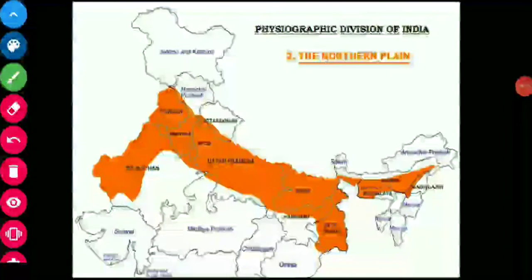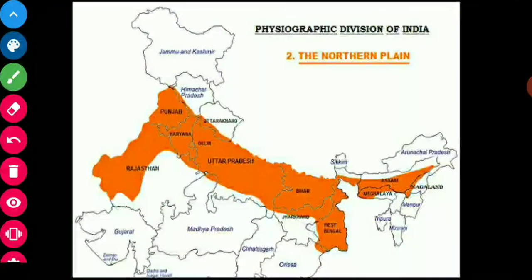The second division is the northern plains. These northern plains are formed by the alluvial deposits of the Indus, Ganga, Brahmaputra and their tributaries. They extend from the Sutlej river in the west to the Brahmaputra plain in the east. The Indus Plains lie in the northwest, most of which lie in Pakistan. It is formed by the silt brought by the rivers. The Satluj, Ravi, Chenab and Jhelum are the tributaries of the river Indus.